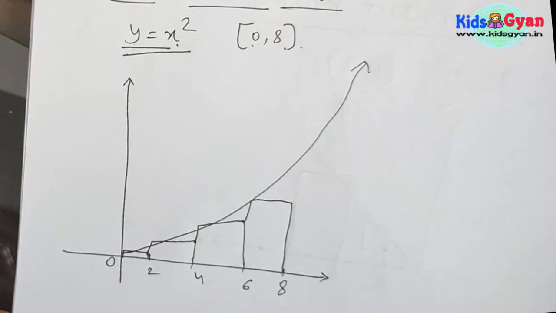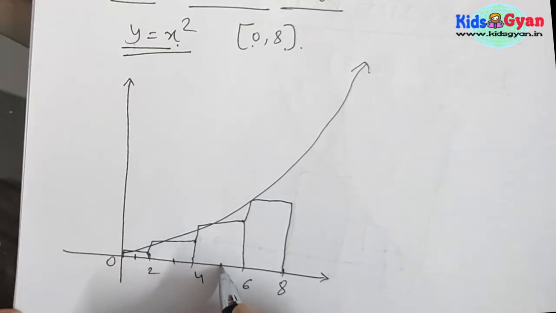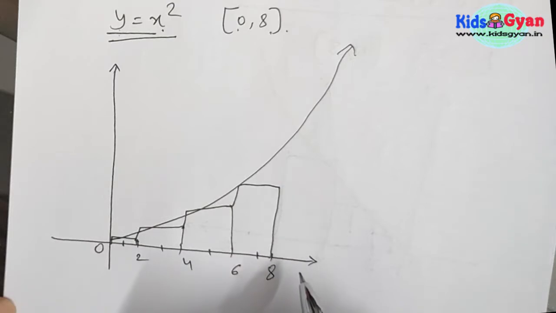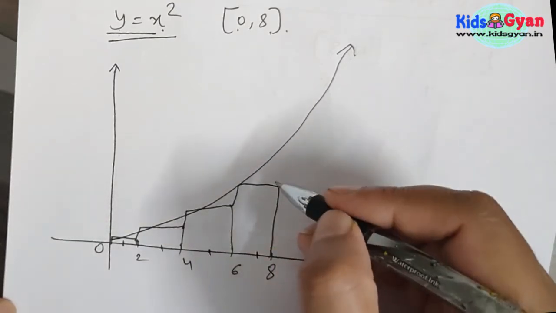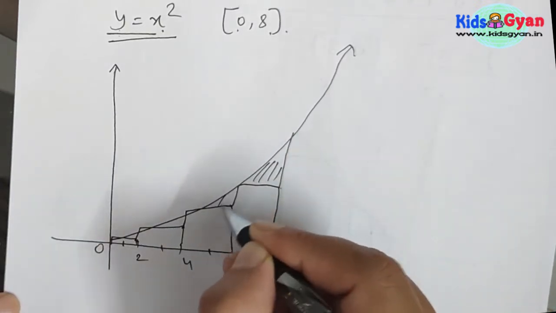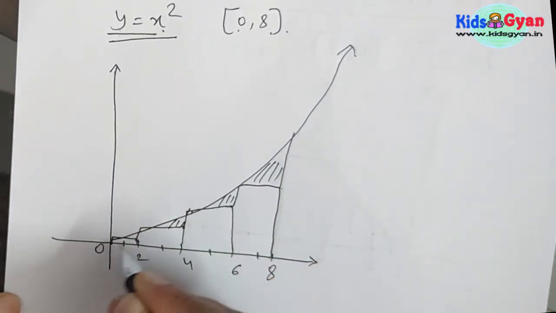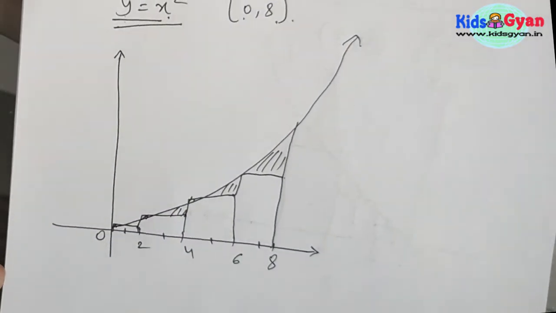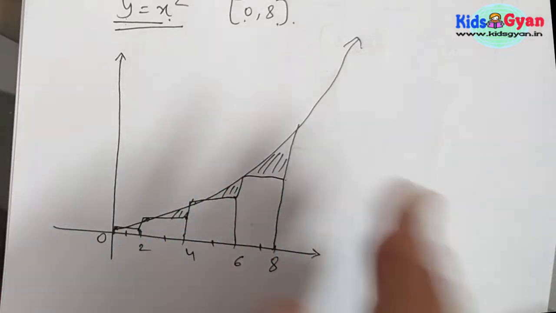So I need to draw rectangles starting at the midpoints, which are: 0 to 2 is 1, 2 to 4 is 3, 4 to 6 is 5, and 6 to 8 is 7. Portion of the rectangle would be outside the curve, and the portion of the rectangle would be inside the curve.